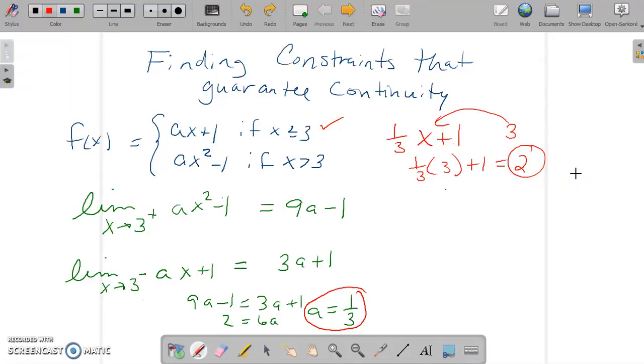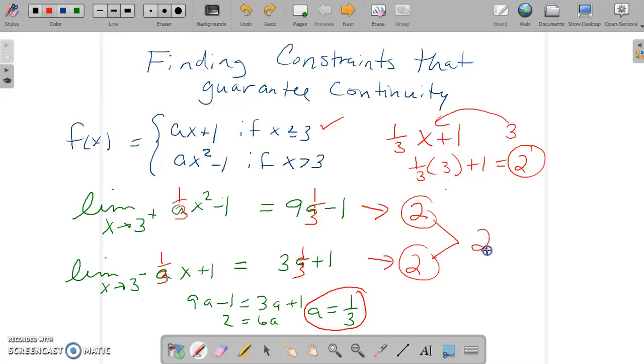Now in order for it to be continuous at 3, my limit has to be 2 as well. So if a were 1/3, the limit from the right would be 2, because this is 3 minus 1. And if a were 1/3, when we were finding the limit from the left, we would have 1 plus 1, which happens to be 2. So there we go. The limit is 2 and the value is 2 when a is 1/3.